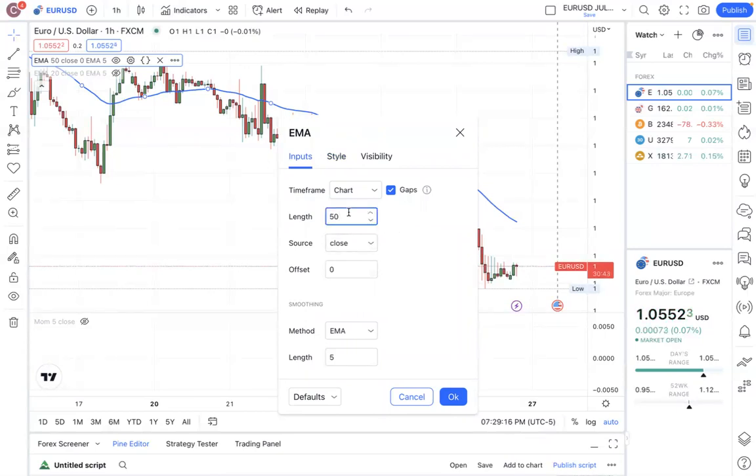Your length is going to be 50. Your source is going to stay the same. And I'm just talking a little bit slow if you're taking notes. The offset is going to stay 0. And you want to change your method to EMA because it starts as SMA. And SMA stands for simple moving average, but we want an exponential moving average. So the only things you have to change on your inputs page for your first EMA are the length and the method, right?